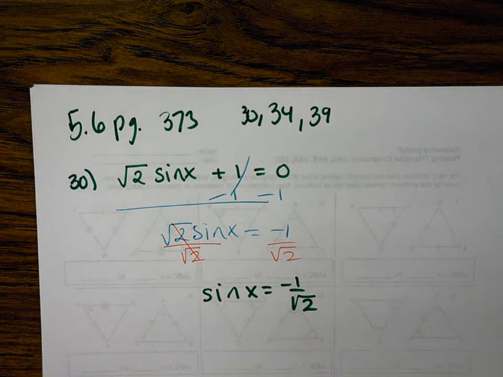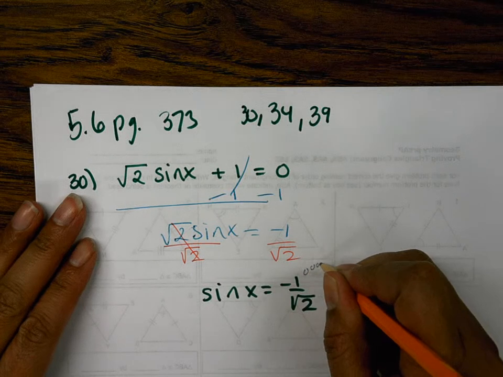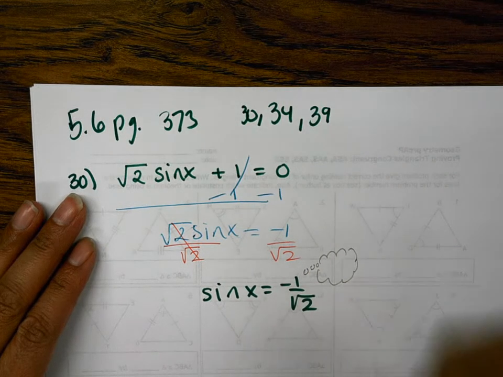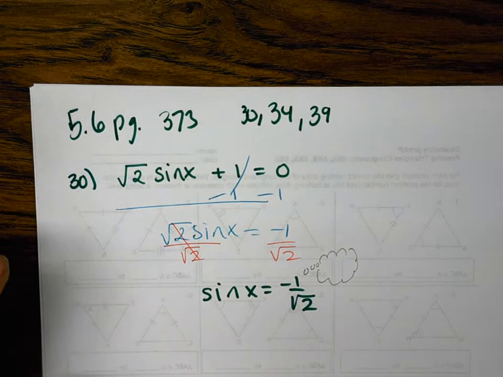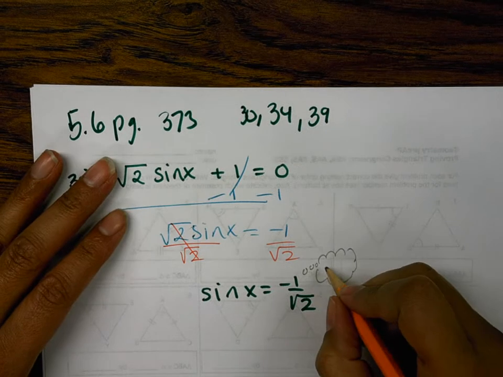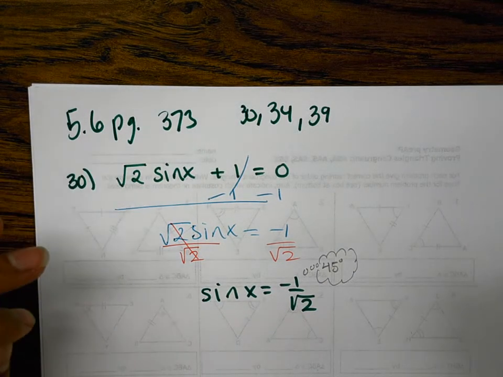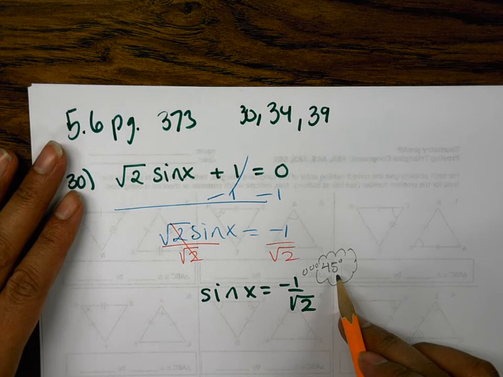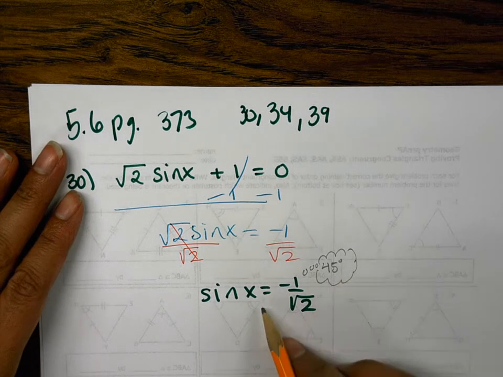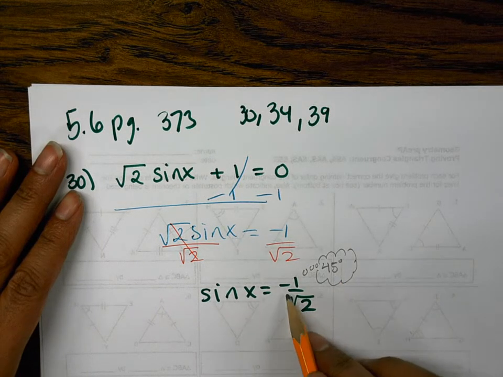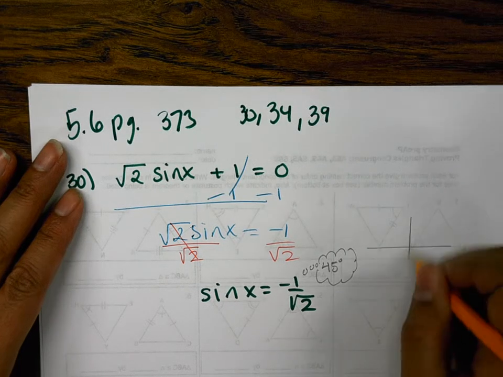Now, I'm hoping you're processing and thinking, what is my reference angle? Ignore the negative. Sine of what angle is 1 over root 2? We should all have that memorized as 45. Now, would 45 be one of my answers? It shouldn't be, because there's a negative here, which means I'm not in quadrant 1.